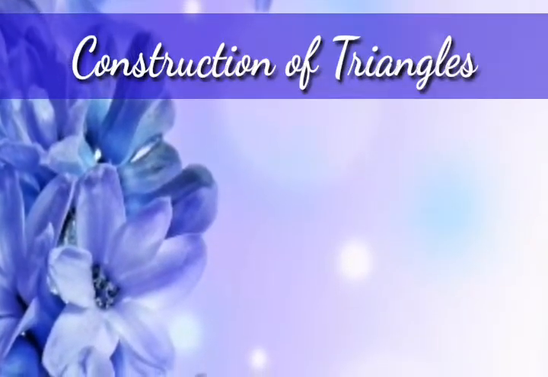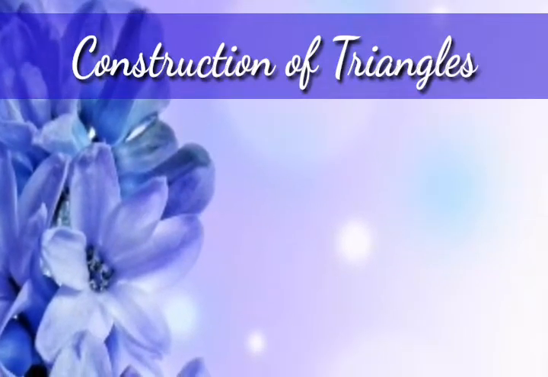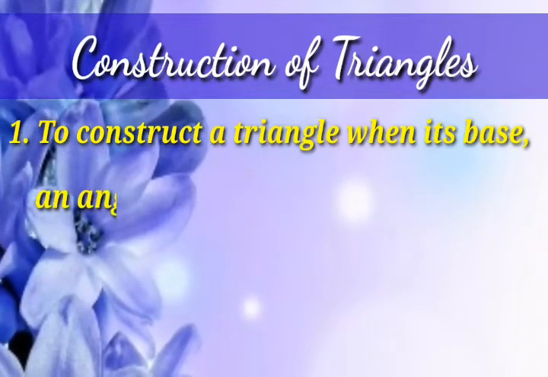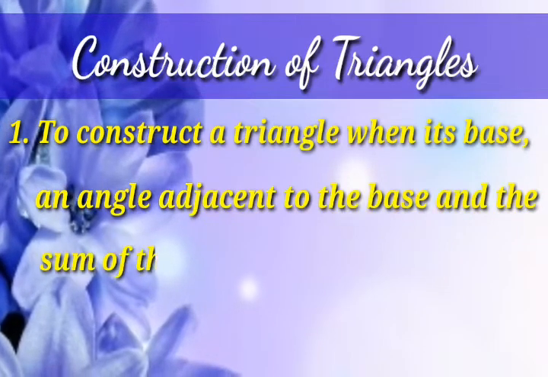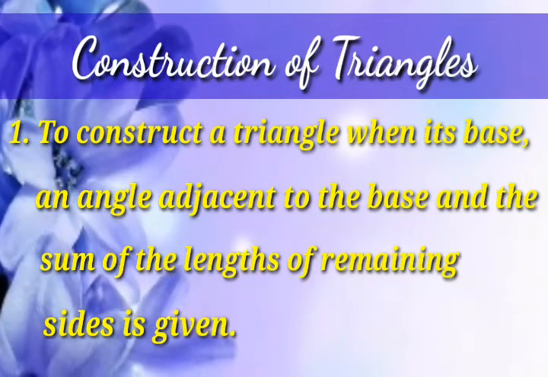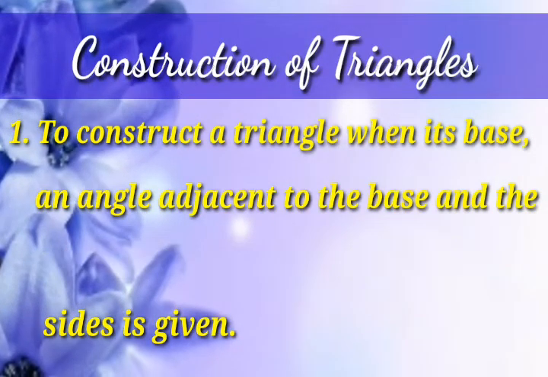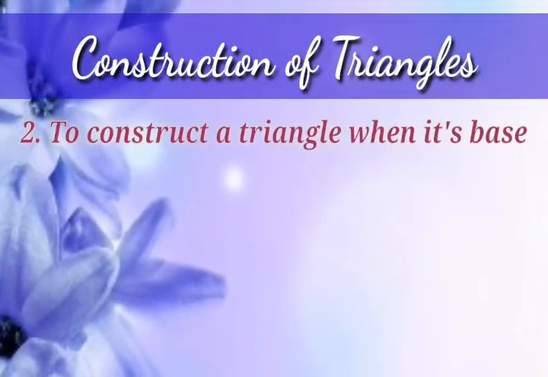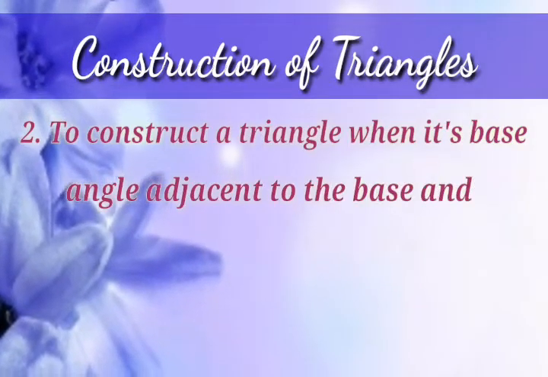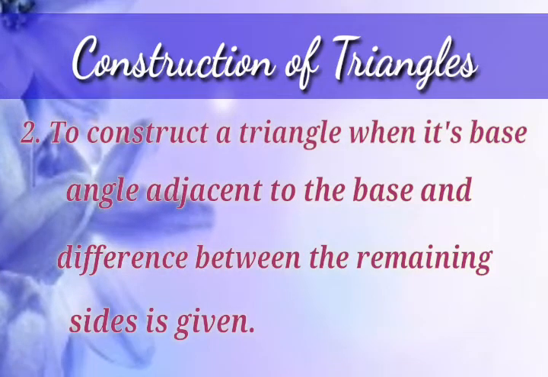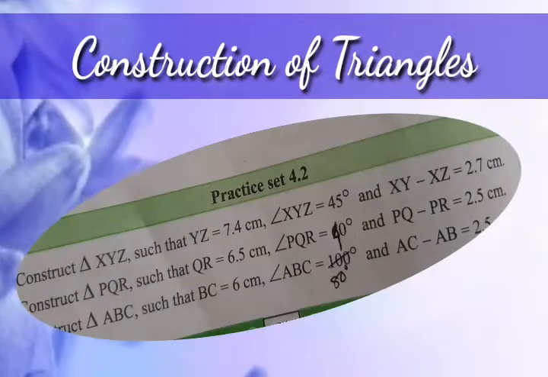In the previous video I started construction of triangles, and in that I already explained the first type of construction, that is to construct a triangle when its base, angle adjacent to the base and sum of the lengths of the remaining sides is given. Along with that I explained practice set 4.1. Today I am going to explain the second type of construction, that is to construct a triangle when its base, angle adjacent to the base and the difference between the remaining sides is given. Along with that I will explain practice set 4.2. Let's start.